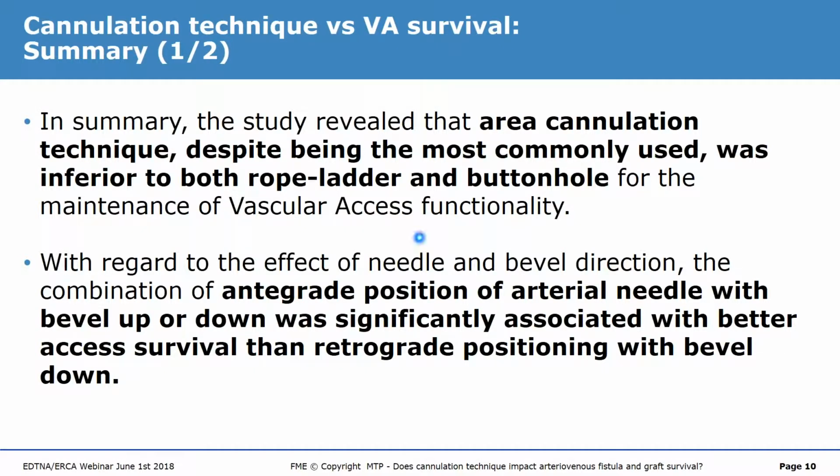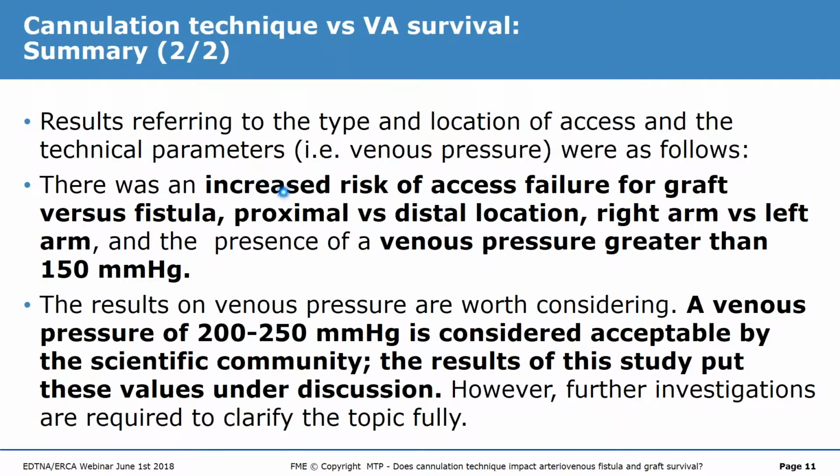Then, with regard to the effect of the arterial needle orientation and the bevel direction, the combination of antegrade position, that means the position in the direction of the flow of the arterial needle, with the bevel up or down, was significantly associated with better access survival than the retrograde positioning with bevel down. There was an increased risk of access failure for graft versus fistula, proximal versus distal location, right arm versus left arm, and the presence of a venous pressure greater than 150 millimeters of mercury.